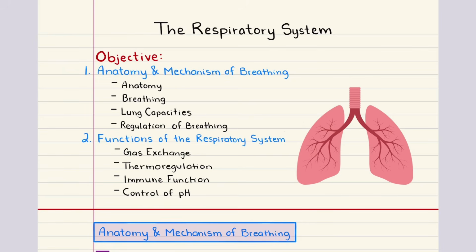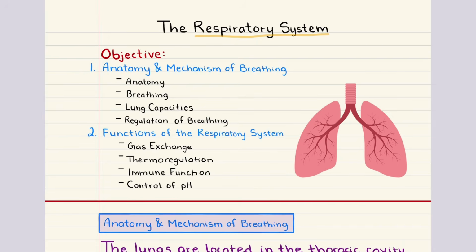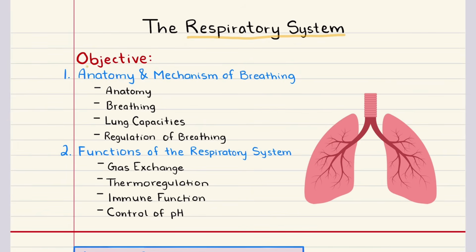Today we're going to cover Chapter 6 for our MCAT Biology playlist, and this chapter is titled The Respiratory System. In this chapter, we're going to cover the following objectives.